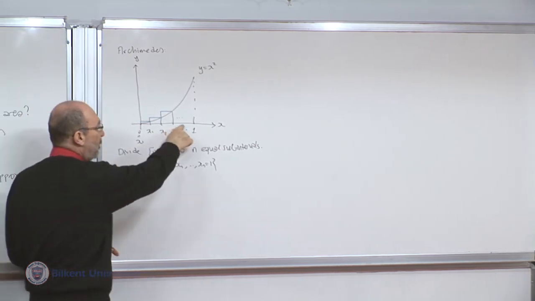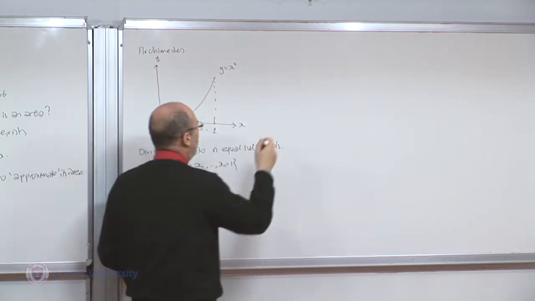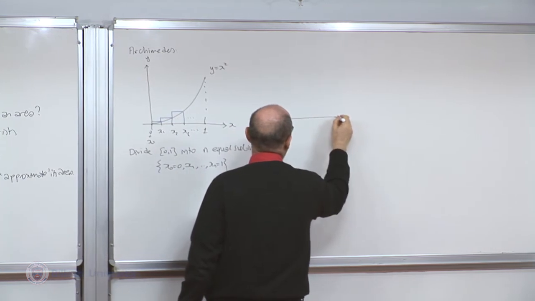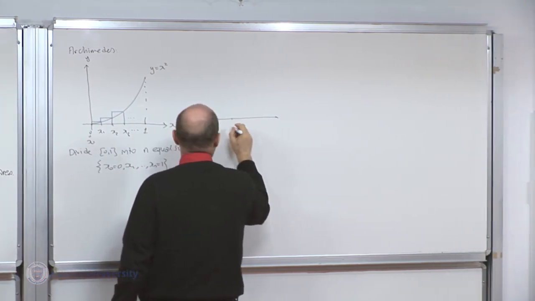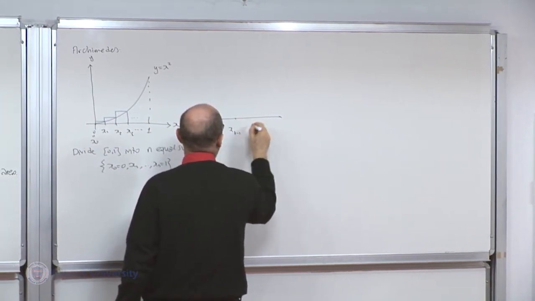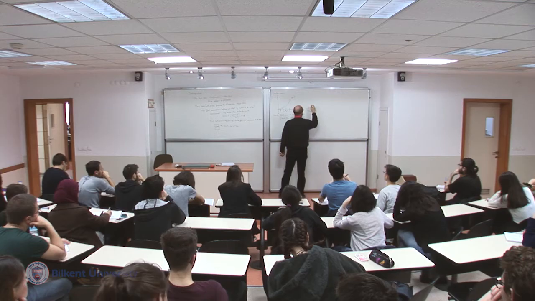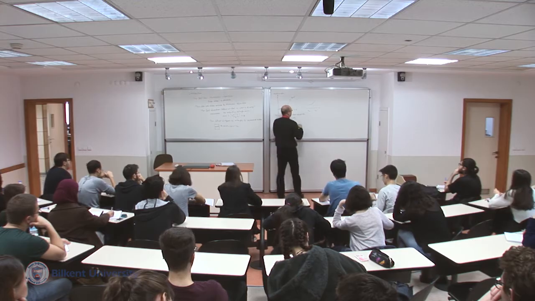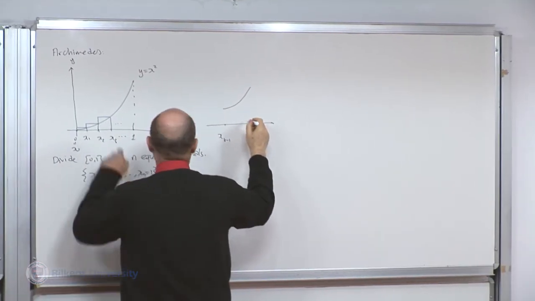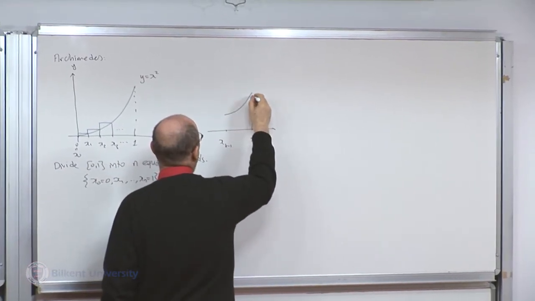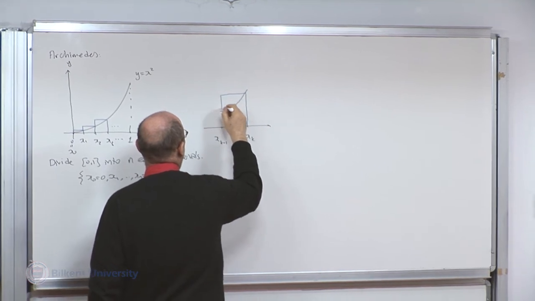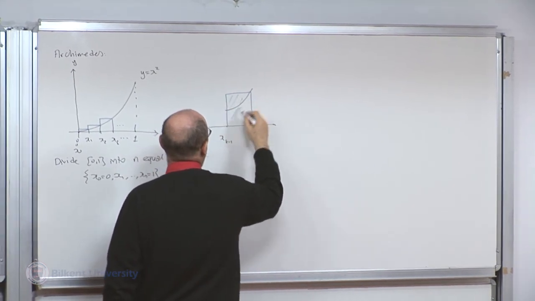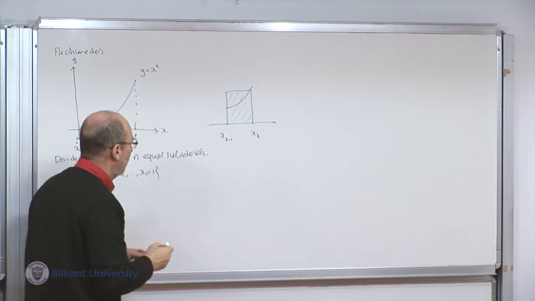So let's see what happens at the general point here. At the general point here, we have x(k minus 1), xk, and on top of this, we have this curve. So here we have this box. We go up to this curve, then complete this box. So we are looking at this area.